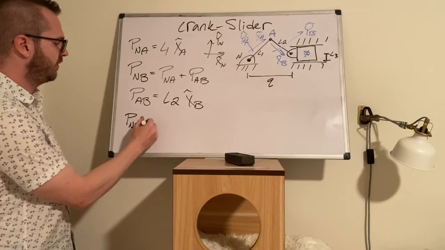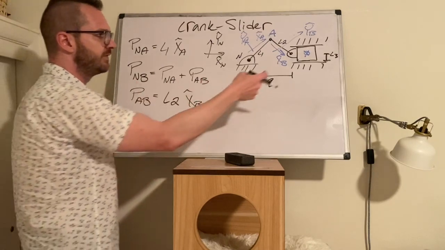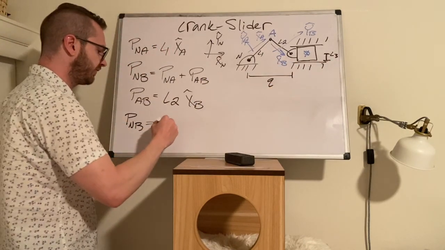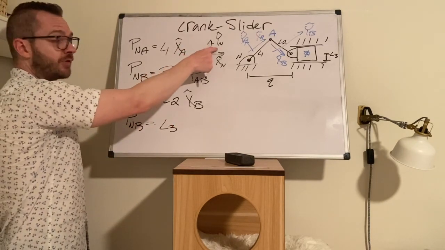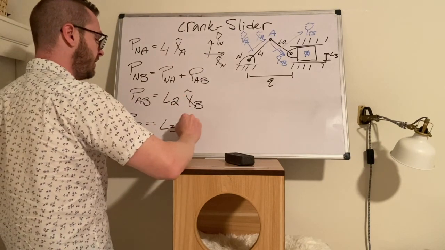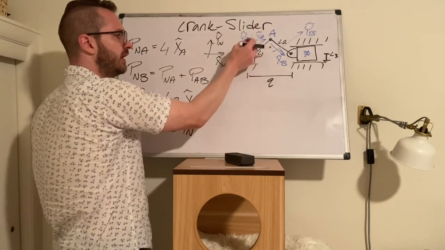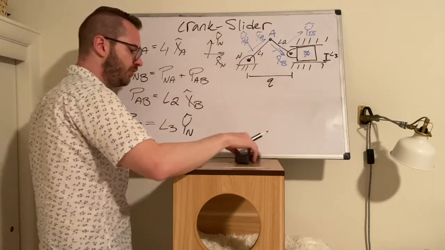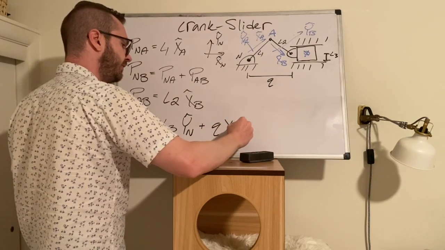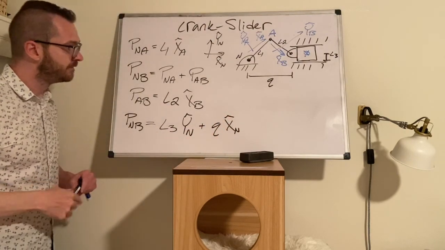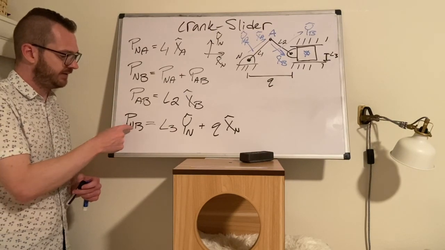All right, what about this other way? If we wanted to go directly from point N to point B, well, we said there's the vertical component, so let's go ahead and bring that in. It's L3. In what direction? We can use the inertial frame for this. I can say it's L3 in the Y hat N. That moves us up. And then we have this translation Q in the X hat N. Now, both of these are valid ways to get from point N to point B.